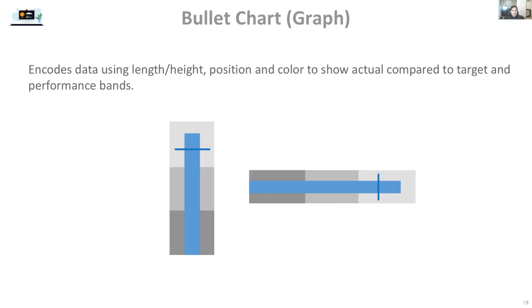As a variation of a bar chart, bullet charts are an excellent tool to show an actual value compared to a target value. Bullet charts use height or length from a common baseline for the actual values, and they use position to make a comparison to a target, which is shown by a line. This one here or this one here. Color can also be used to show performance bands so that the actual values can be shown with respect to desired performance levels. Here we have 3 performance levels shown by 3 shades of gray.